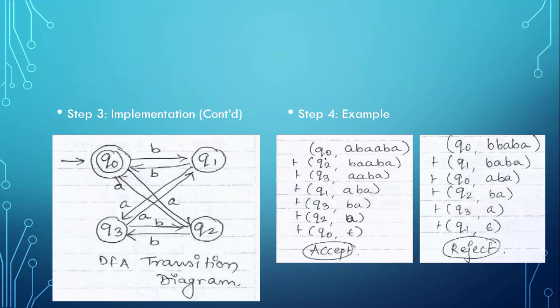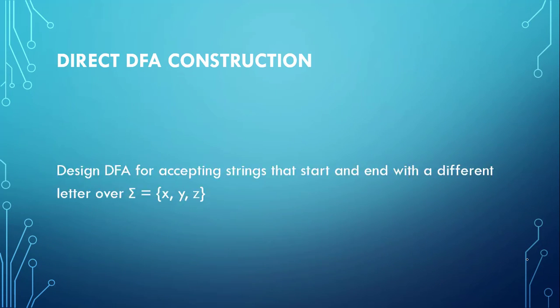The step number 4 will be solving the example. So here there are 1, 2, 3 and 4 A's and 2 B's, right? So therefore this will be an accepted input string, whereas this one does not have an even number of A's and an even number of B's, so this string will be rejected. Let us take a look at another example.